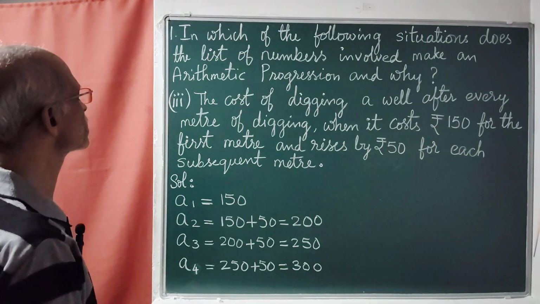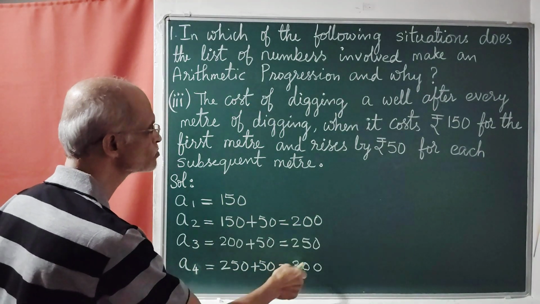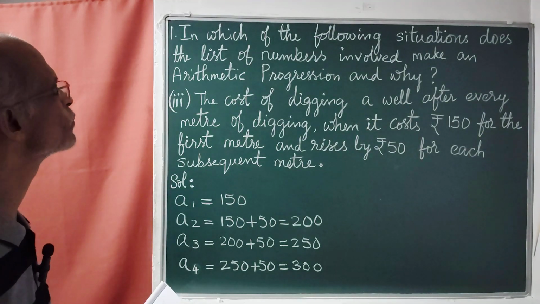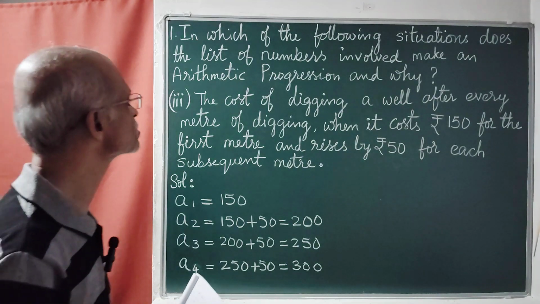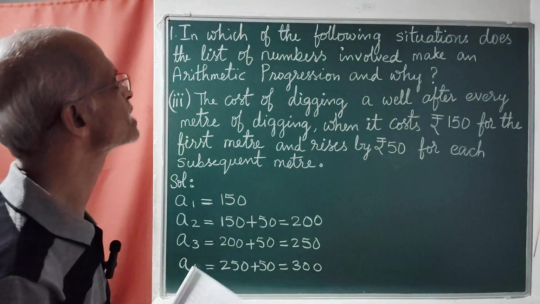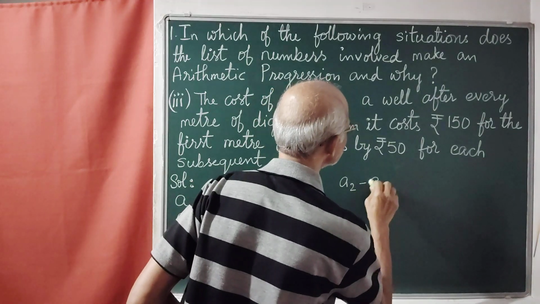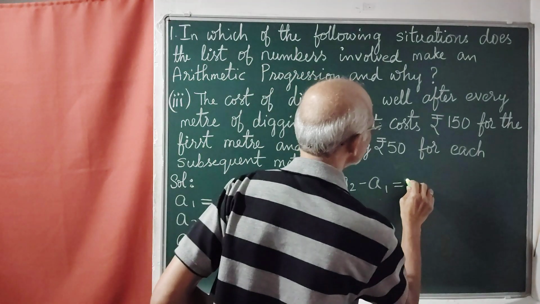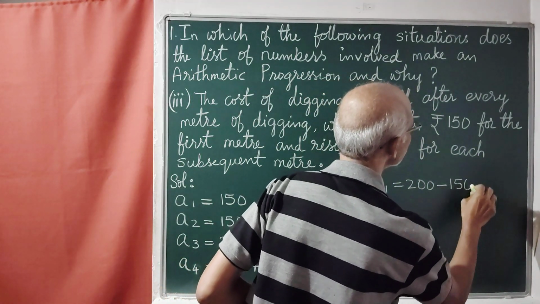So now we have to check whether these terms make an AP or not. For that we have to see the difference between the terms. If there is a common difference between the terms, these terms will form an AP. Now we will check the difference. A2 minus A1. What is A2? 200. 200 minus 150.